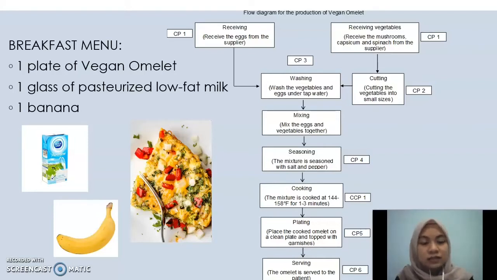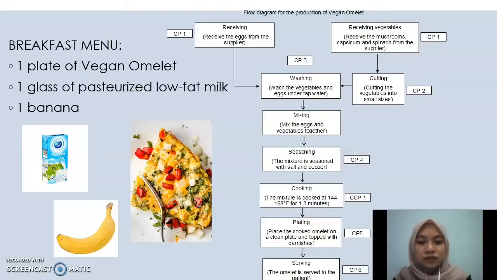The second CP is cutting, where we cut the vegetables into small sizes. The utensils used to cut the vegetables need to be cleaned thoroughly to avoid any cross-contamination that may occur during the cutting process. The third CP is washing, where we wash the vegetables and the eggs thoroughly to remove all the germs that may reside on them.